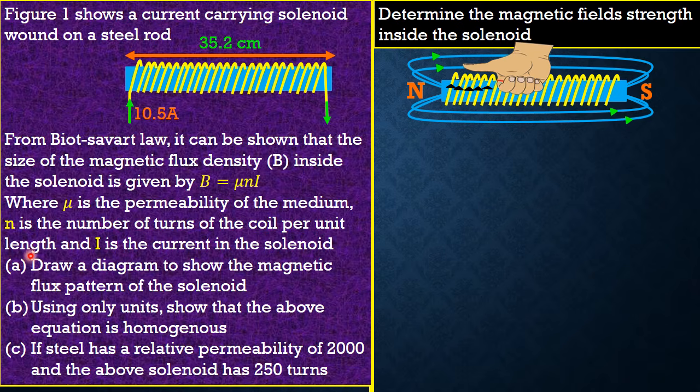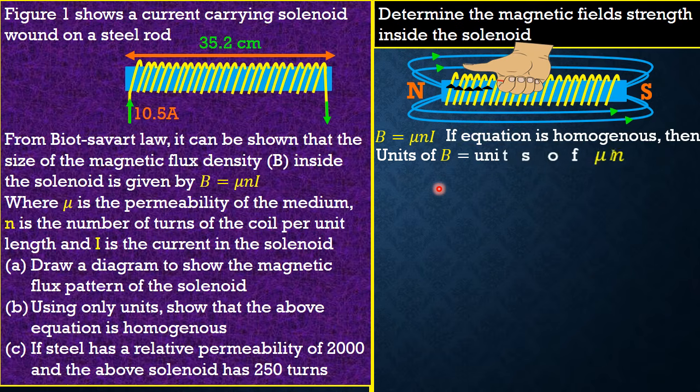Now the B part, if not 2 marks, it's for 3 marks. The B part reads: using only units, show that the above equation is homogeneous. This is the equation that we have, B equal to mu n I. Now, friends, if this equation is homogeneous, it means that the units of B have to be equal to the units of mu n I.